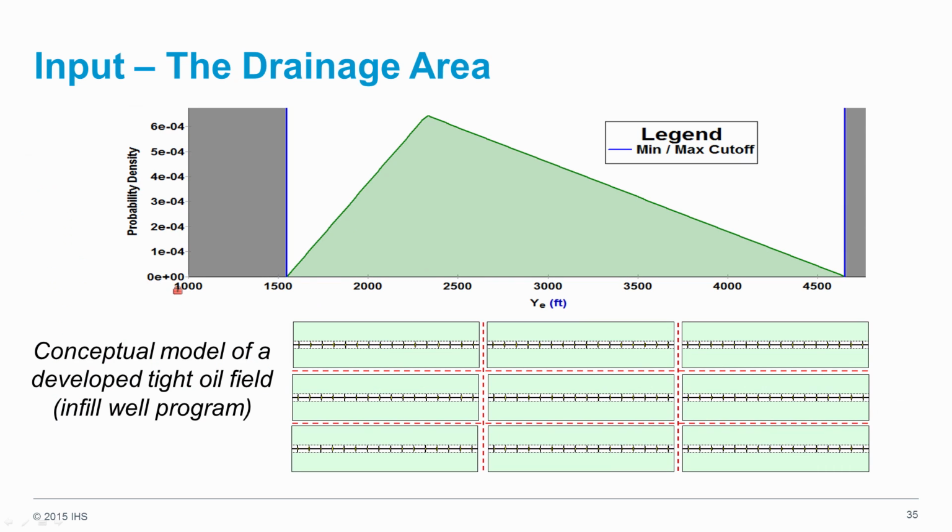For this example, I also specified the drainage area as an uncertain parameter. In this case, the well is a leasehold well and has no infill wells drilled around it. So by specifying a distribution between 1,500 feet and 4,500 feet, I'm basically saying I don't know what our infill well program will look like yet.